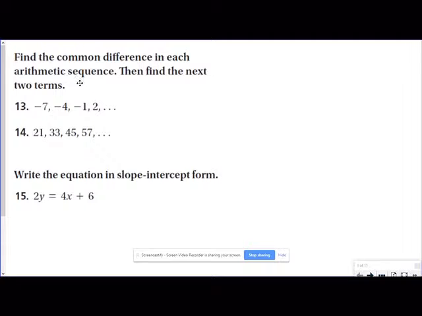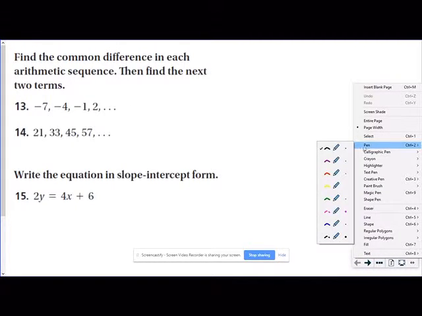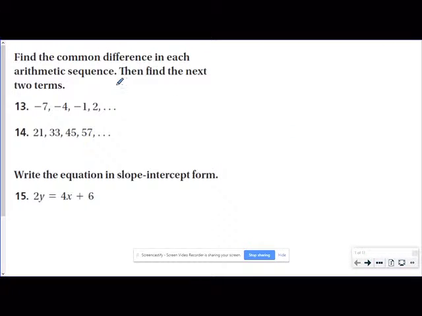For questions 13 and 14, we wanted to find the common difference in the arithmetic sequence. And what we're looking at here is the fact that 3 is being added each time to get to the next number. So the difference here is equal to 3. Here we're adding 12 each time to get to your next term, so your common difference is equal to 12.